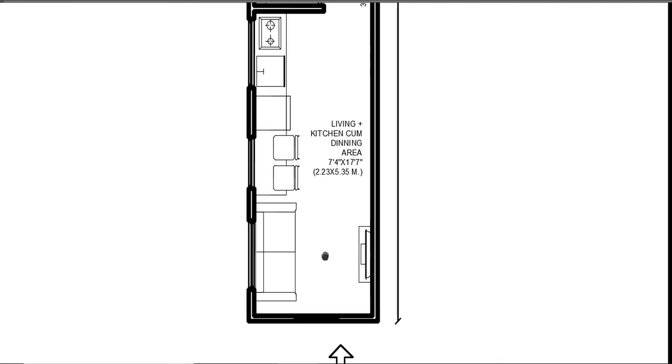So we have living plus kitchen cum dining area. You can see here the sofa arrangement, TV unit on the front wall, and we have dining counter with 2 chairs and kitchen cabinet with burner, sink and refrigerator arrangement. Also we have 3 windows for ventilation and light purpose of this area. After that we'll go inside.